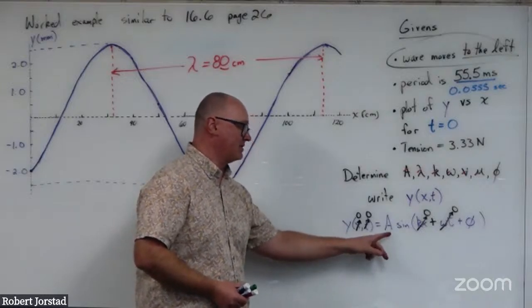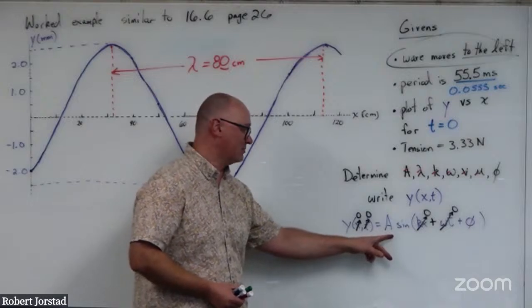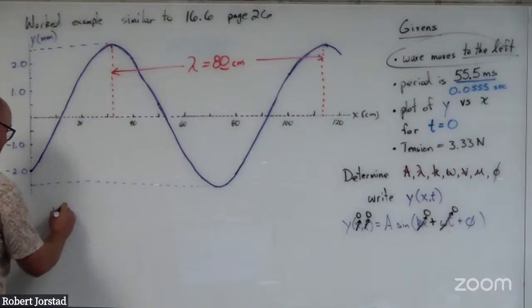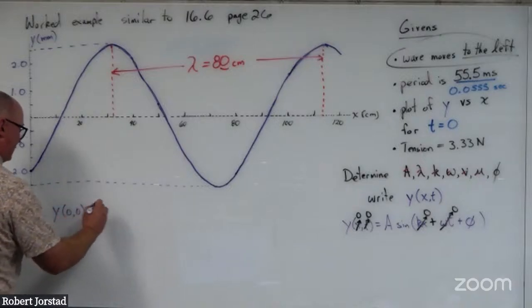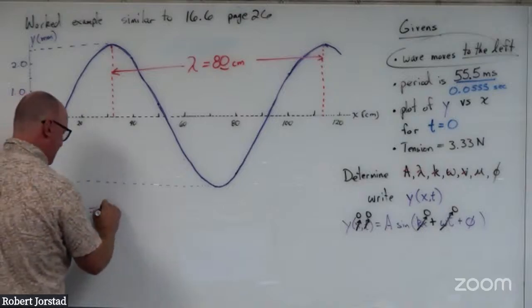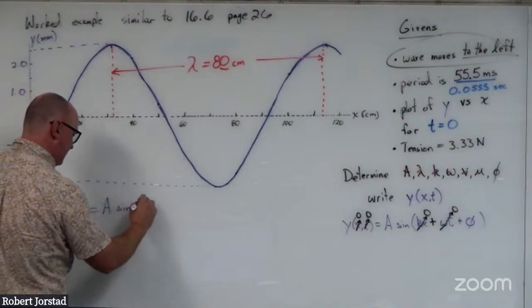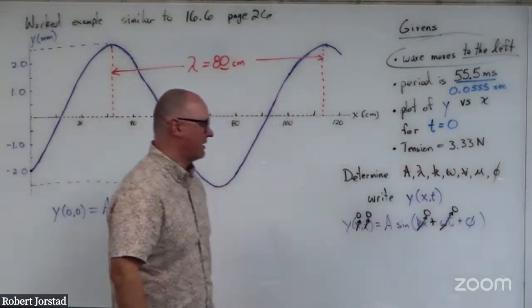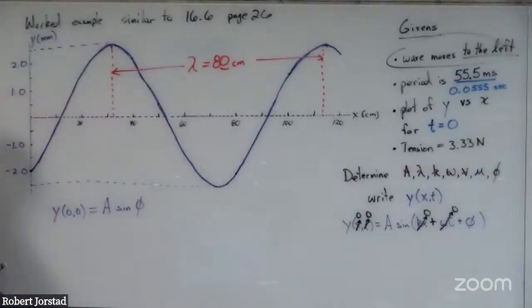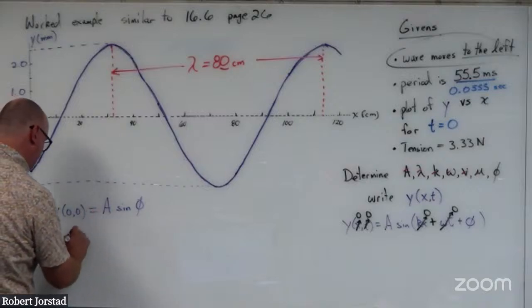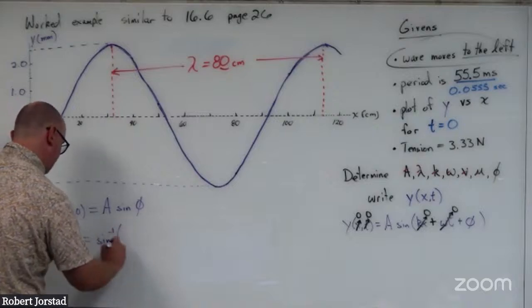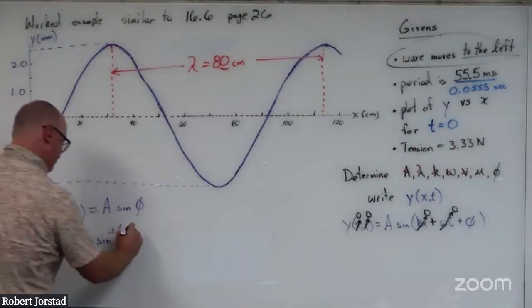I know the amplitude already. I erased it, but I think it was 2.5. So let's just write this out. y of 0, 0 is equal to amplitude sine of phi, because all the other parts inside this solution to the wave equation are going to drop out. So now I know the amplitude and I know this. Let's plug in that info. Let's solve for this. Phi should be sine inverse of this over that.